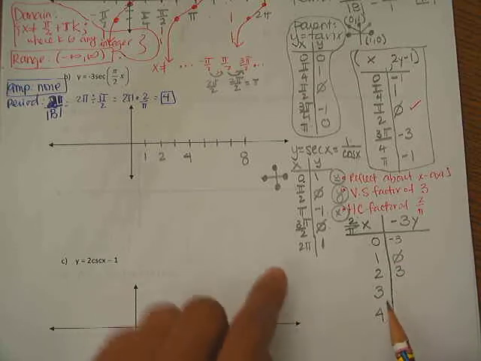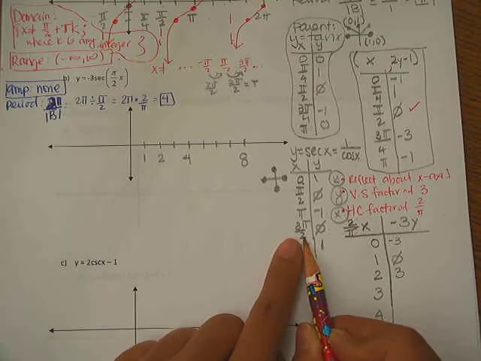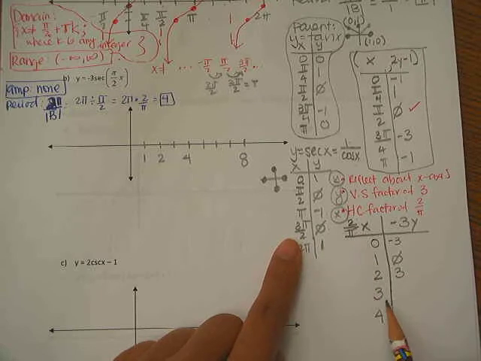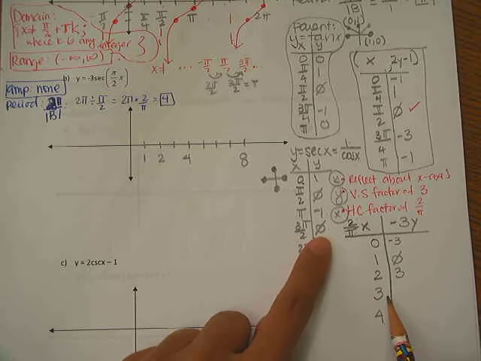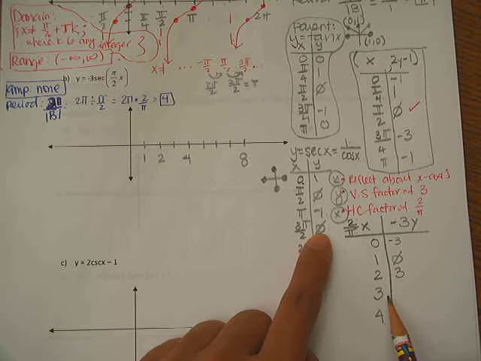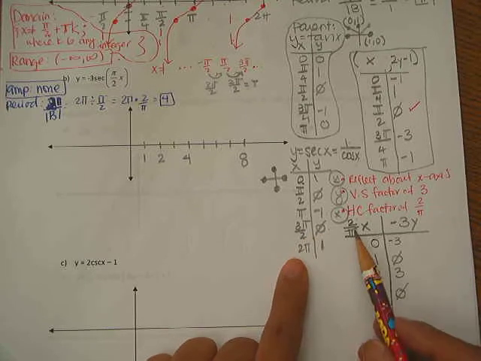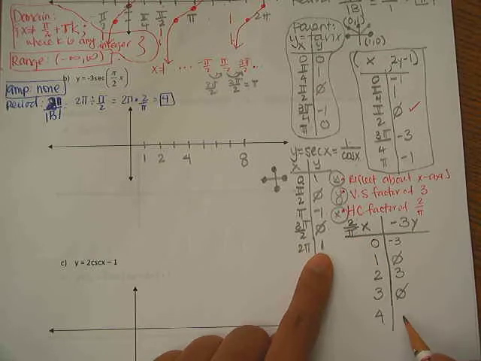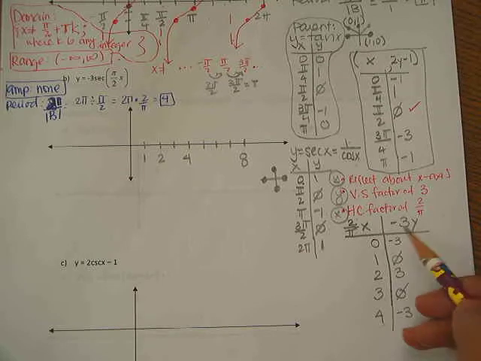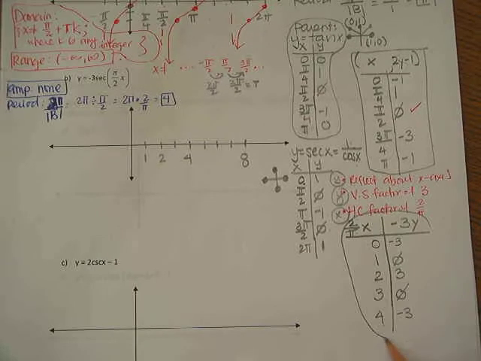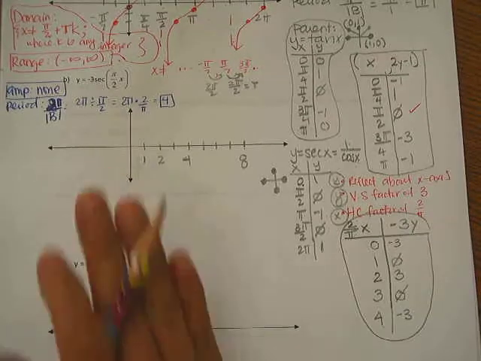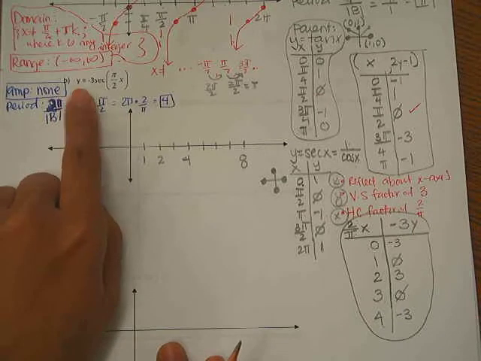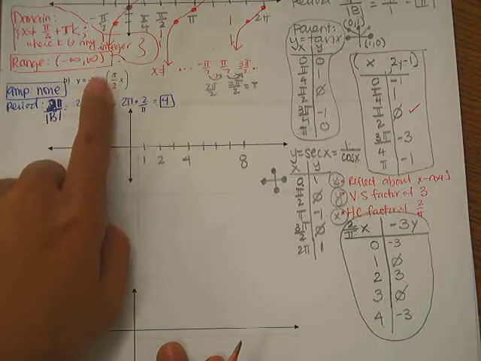Alright, so at 3 pi over 2 times 2 over pi, that's now 3. My output happens to be an asymptote, so over here is still going to be an asymptote. 2 pi times 2 over pi is going to give me 4. 1 times negative 3 is going to be a negative 3. Okay, so these are the values I'm going to use to graph out this particular graph of y equals negative 3 times secant of pi over 2x.